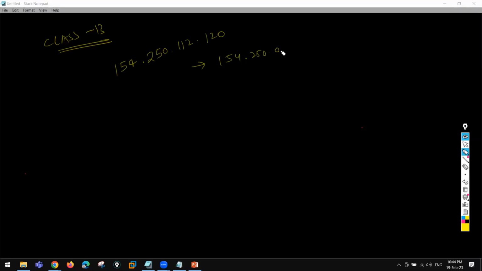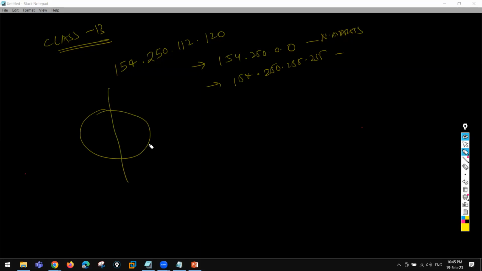154.250.0.0. Perfect. And the broadcast address, so this is the network address, and the broadcast address, again, is 154.250.255.255. All right. So let's say now this is the subnet and I'm going to do a partition in it.